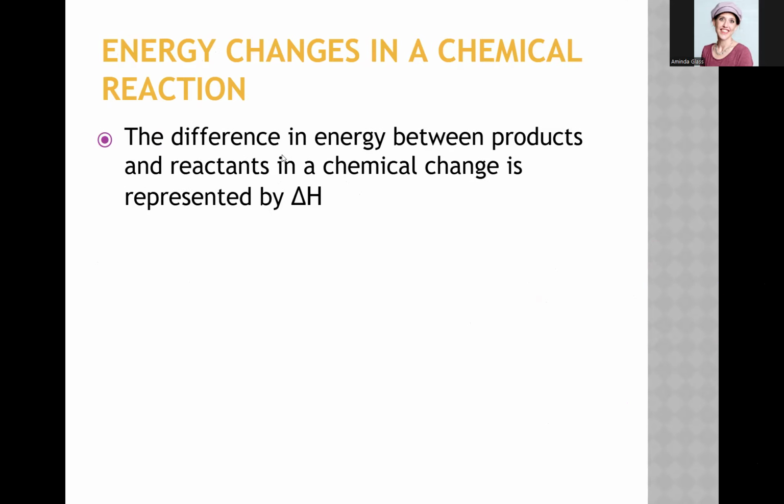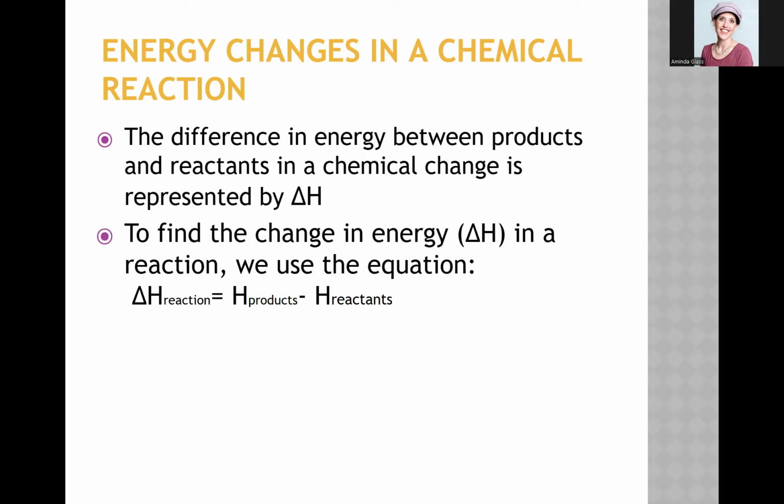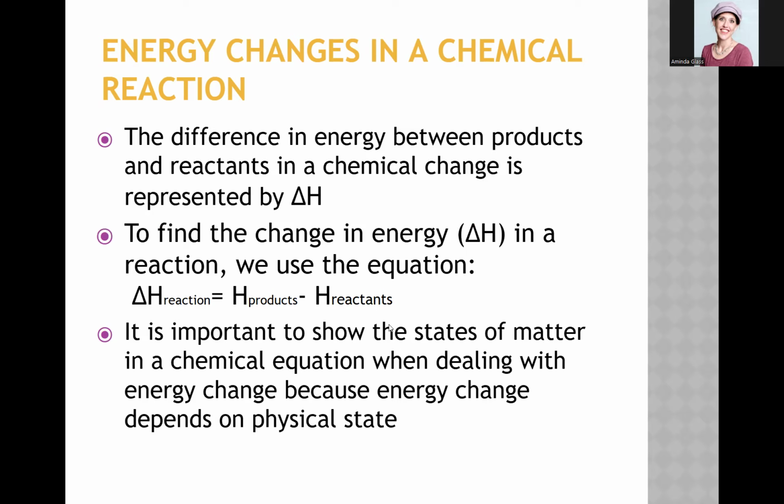Now, the difference in energy between products and reactants in a chemical change is represented by delta H. To find the change in energy in a reaction, we use the equation: the heat of the reaction equals the energy of the products minus the energy of the reactants.